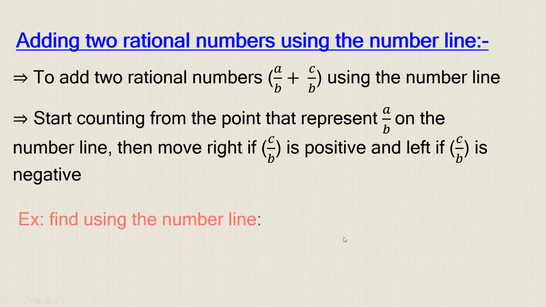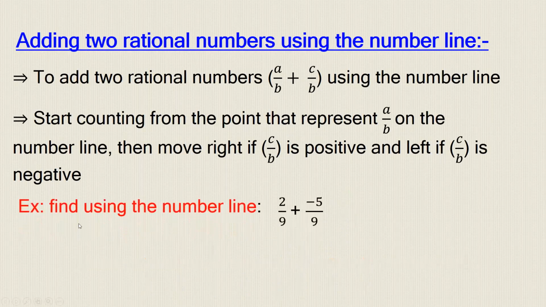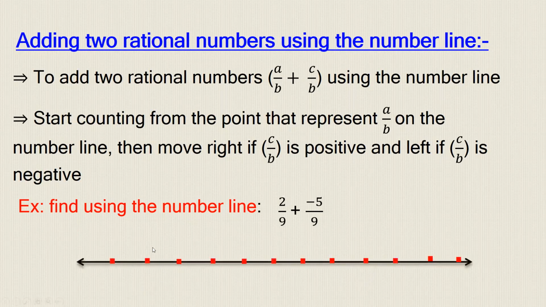Another example. Find using the number line 2 over 9 plus negative 5 over 9. The same steps. First I will draw the number line with your ruler and pencil. Here, draw the number line and divide it.